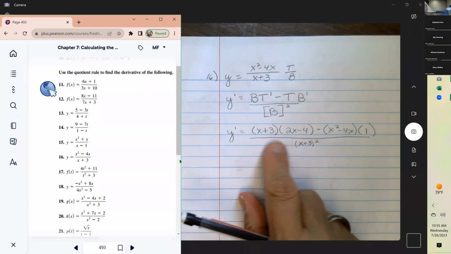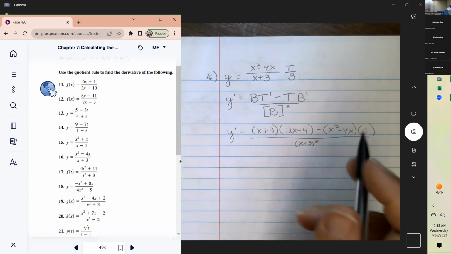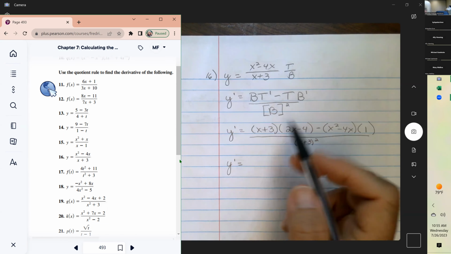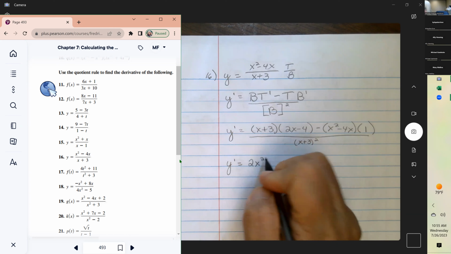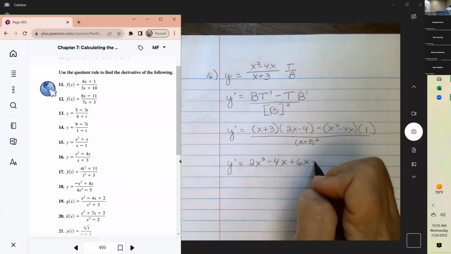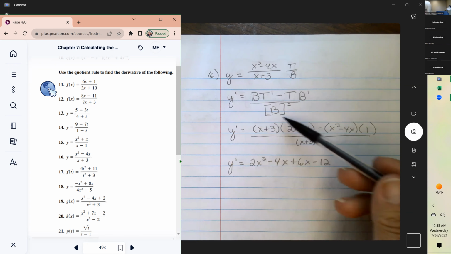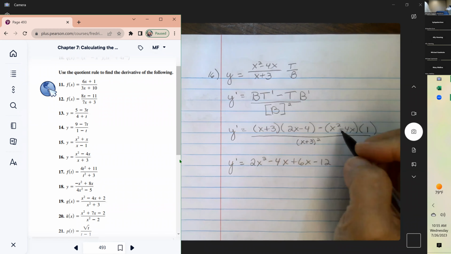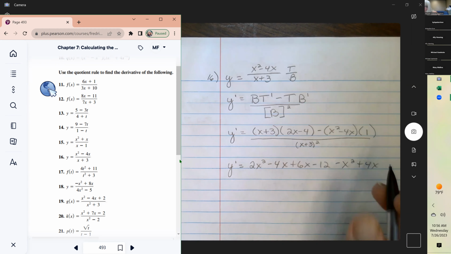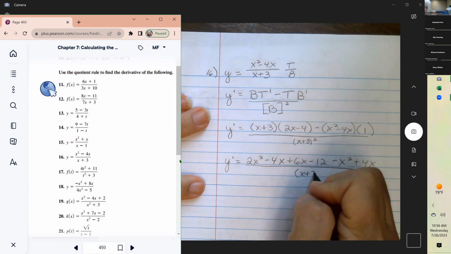Simplifying this one, you would have to FOIL. Here you're distributing on the second part a -1. FOILing. First, 2x squared minus 4x plus 6x minus 12. Squared minus 4. Distributing the negative, x squared plus 4x, all over x plus 3 squared.